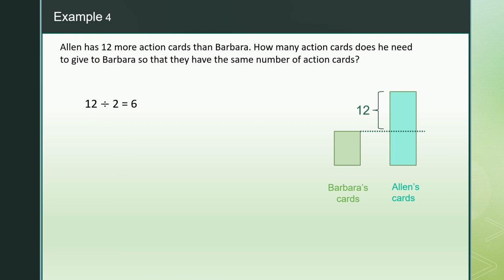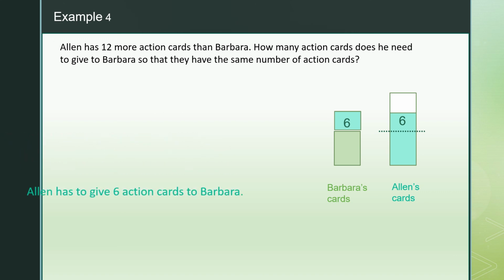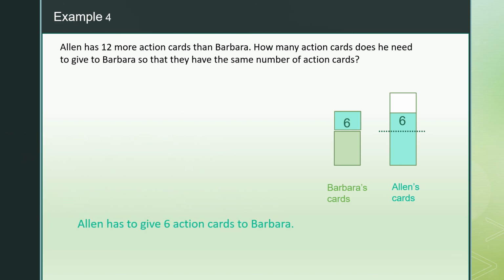12 divided by 2 equals to 6. So the 12 cards we separate into 2 groups, 6 and 6. So Alan gives 1 piece to Barbara. Now they have the same number of cards. Alan has to give 6 action cards to Barbara.